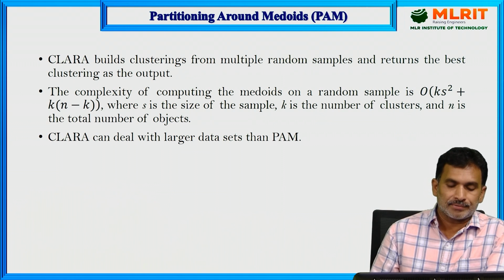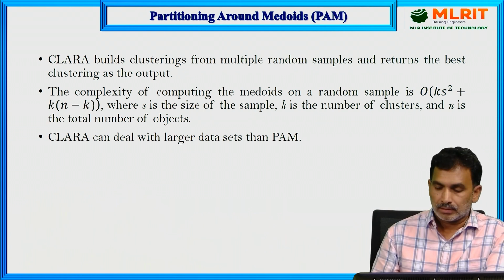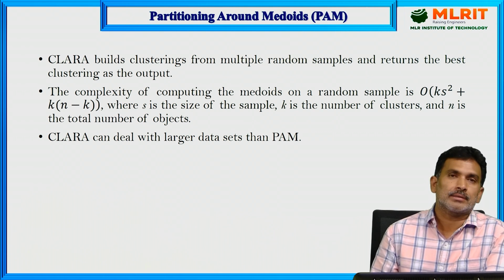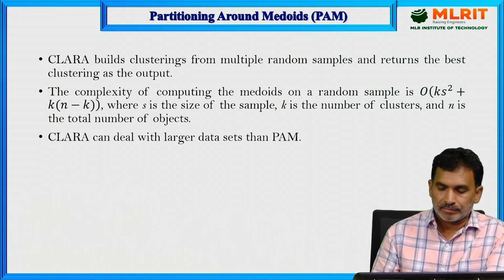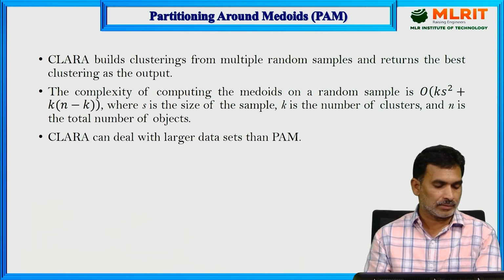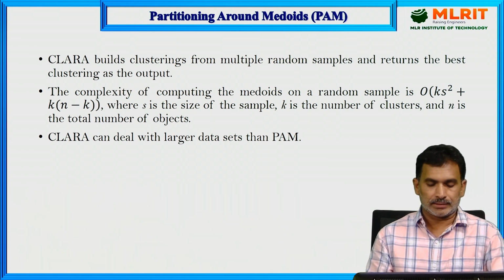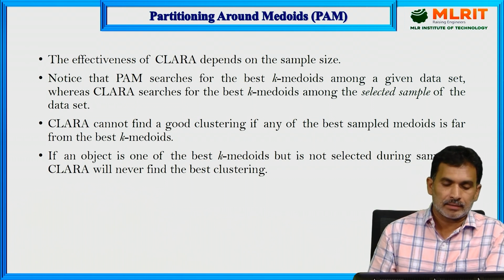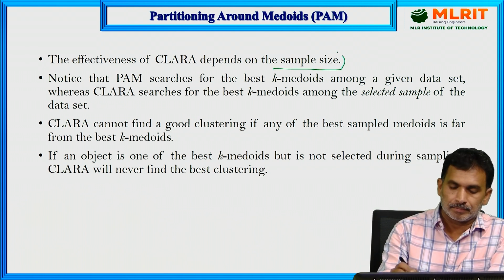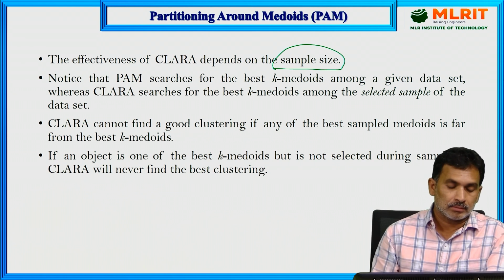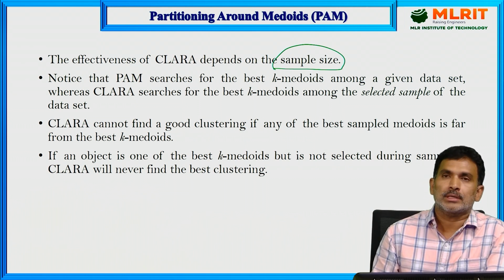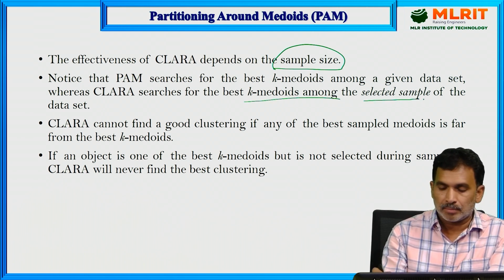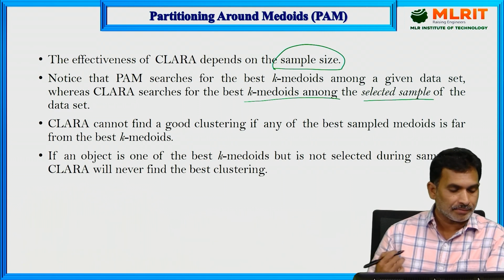Here the complexity of computing the medoids on a random sample is order of ks square plus k times n minus k, where s is the size of the sample, k is the number of clusters and n is the total number of objects. So CLARA can deal with larger data sets than partitioning around medoids, PAM. The effectiveness of CLARA depends on the sample size. Notice that PAM searches for the best k-medoids among the given data set, whereas CLARA searches for the best k-medoids among the selected samples of the data set. That is the difference we can observe here.